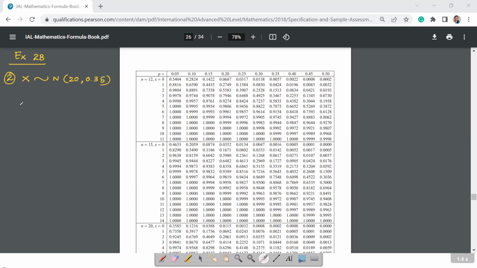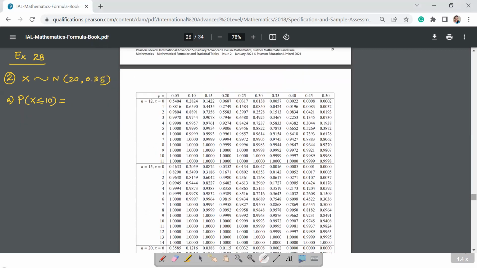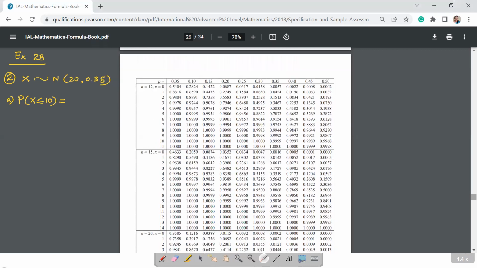Part A, you are supposed to find the probability x is less than or equal to 10. Guys, to get the probability x is less than or equal to 10, do we need to do any workings? No, right? Okay, so let me first draw the line. Okay, so I need to consider the probability 0.35, right? Okay, let's draw the line for the probability 0.35. So this is the 0.35 probability line.